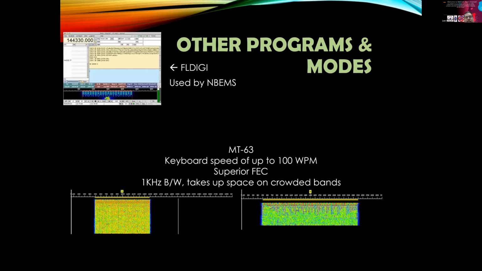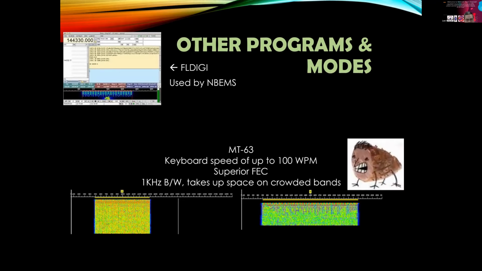MT63 is another very fast speed transfer. Goes up to 100 words per minute. It's got extremely good error correction. The only bad thing about it is it's very wide. You can see on the two waterfalls below, it takes up an entire kilohertz of bandwidth, and it takes up a lot of space. So MT63 is not a mode you want to use at 3 o'clock in the afternoon on 20 meters because you will make a lot of hams angry, and we do not want angry hams.